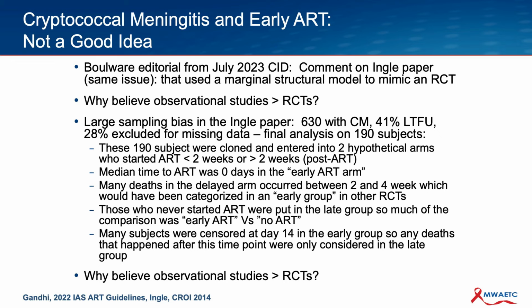And many subjects were censored at day 14 in the early group. So any deaths that happened after that were only considered as part of the late group. So all kinds of problems with this retrospective observational study that somehow made its way to influence the guidelines, the IAS guidelines. So it just seems bizarre to me that we would pay attention to that data when we've got RCTs showing a significant benefit from delaying ART with cryptococcal meningitis.